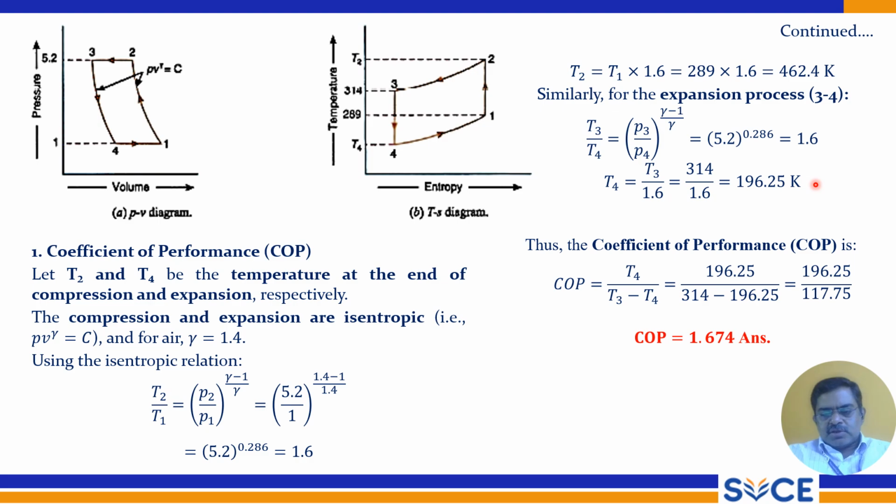And now thus the coefficient of performance COP is equal to T4 divided by T3 minus T4. So once we know all the temperatures, we can calculate the COP. It is 1.674. This is the COP.